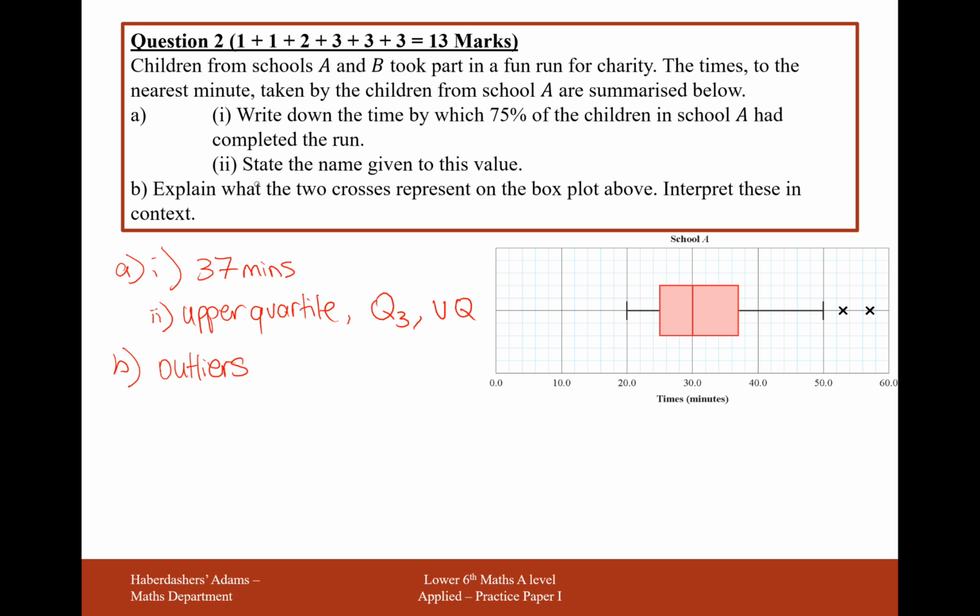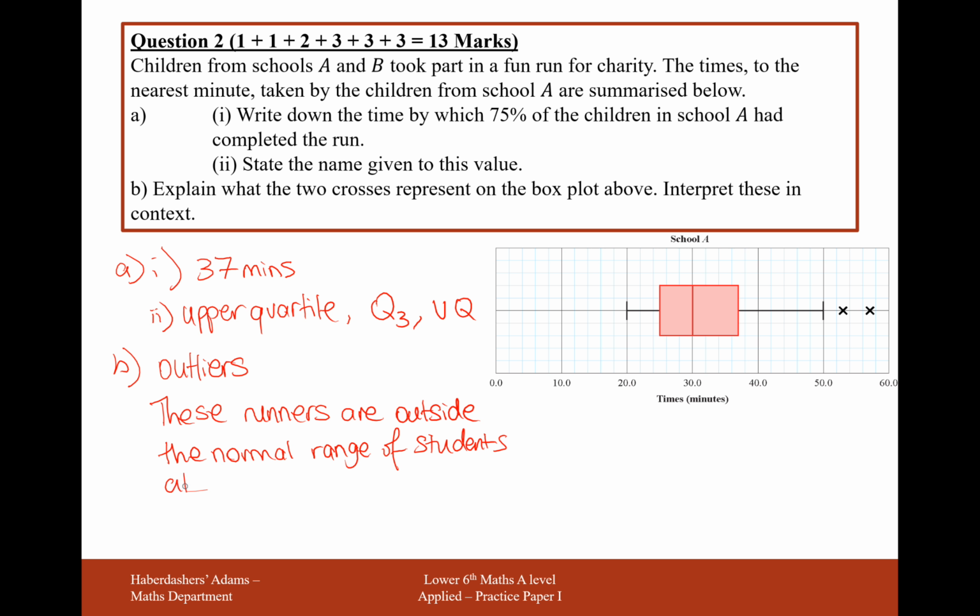Okay, so in terms of interpreting these in context, these runners are outside the normal range of students' times at the school. They were a lot slower.